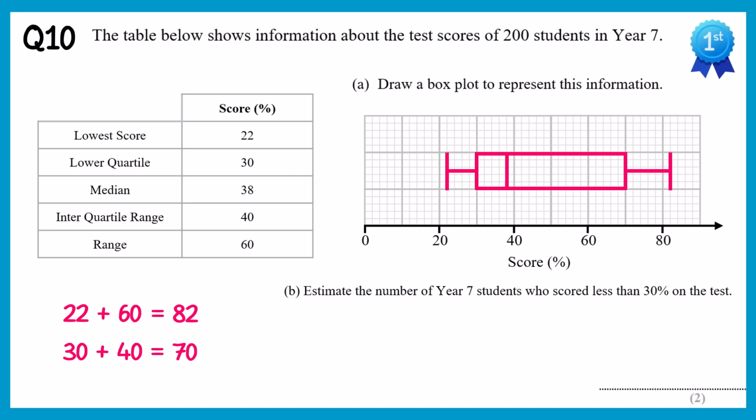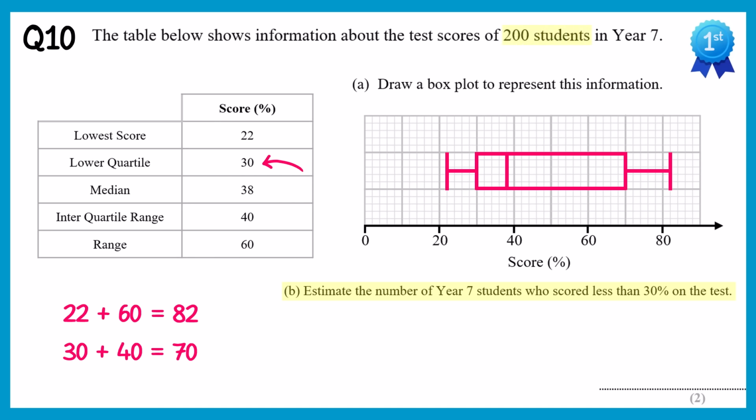For the second part of the question, we need to estimate the number of Year 7 students who scored less than 30% on the test. Well, we should notice that 30% was actually the value of the lower quartile. There are 25% or 1/4 of the data values below the lower quartile. So we can deduce that 25% of these students must be below 30%.